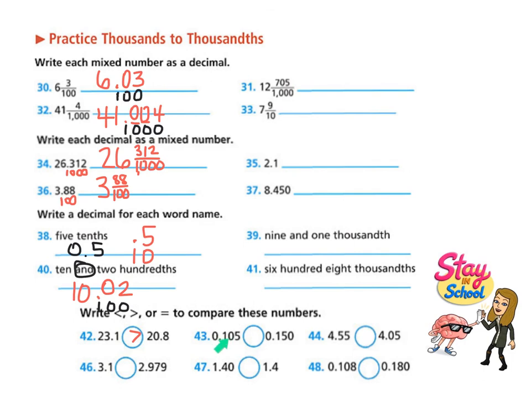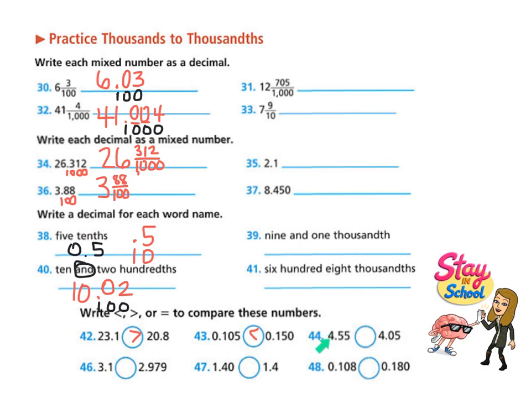Then we have 105 thousandths compared to 150 thousandths. So no whole numbers, they match so far. The 1/10 or 1 dime matches. Oh, but here, 0 in the hundredths versus a 5. A 5 is bigger. So 150 thousandths is greater.